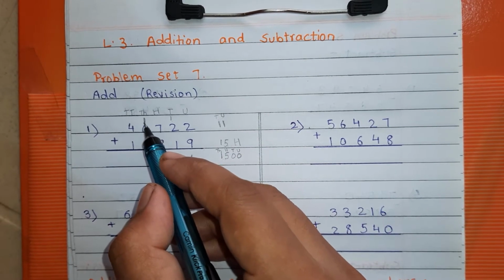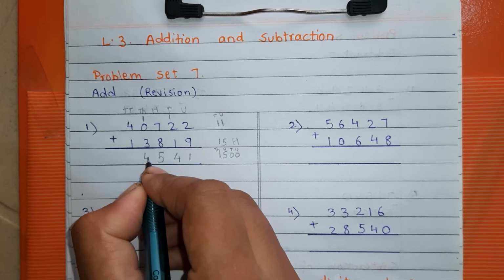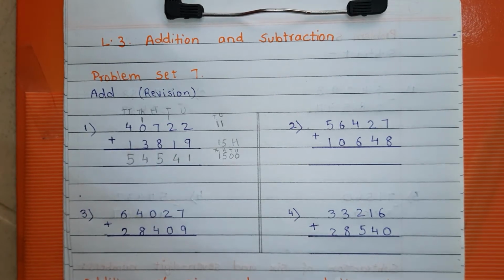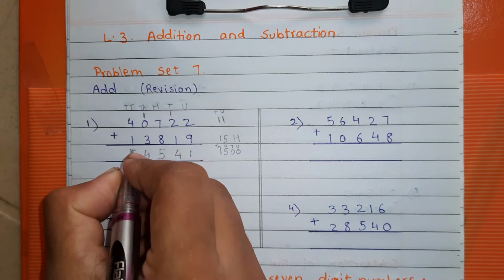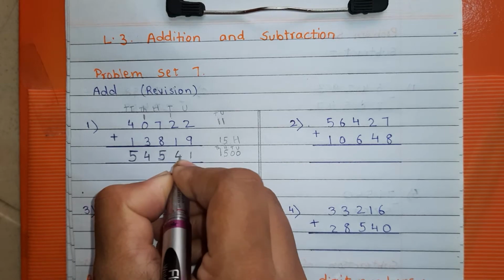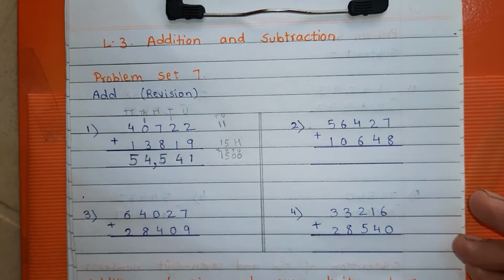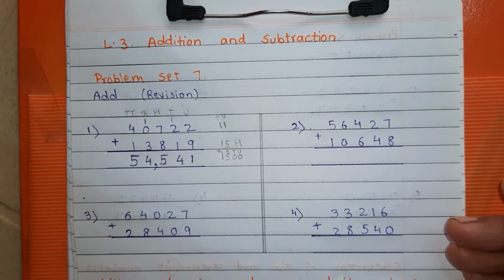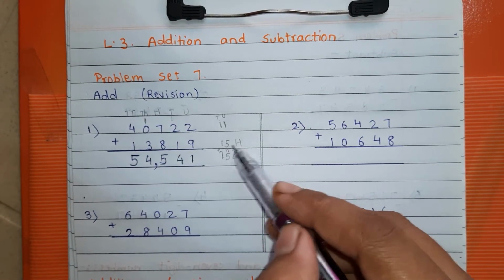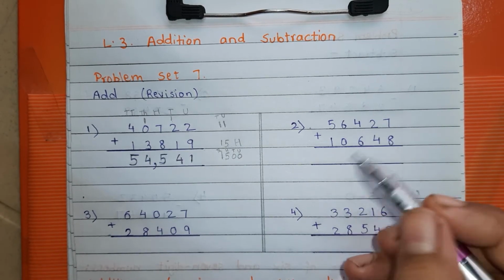Now add the thousand place. 1 plus 0, 1, and 1 plus 3, 4. So here it will come 4. And last, 4 plus 1, 5. So the answer is 54,541. The comma will come after the second digit. Understood the addition? Why do we carry over the numbers to the next place? This is the reason. Every number will get carried over to its next place.